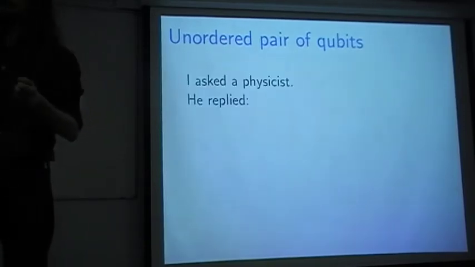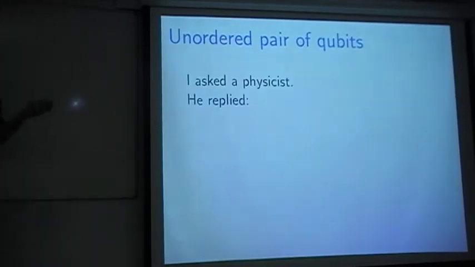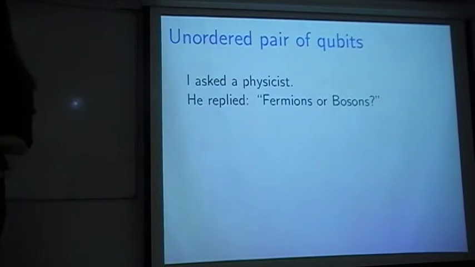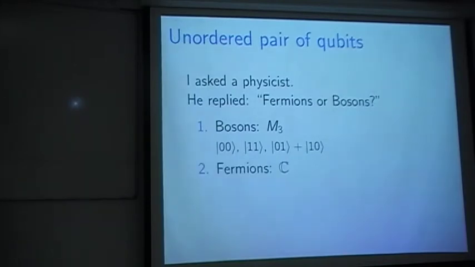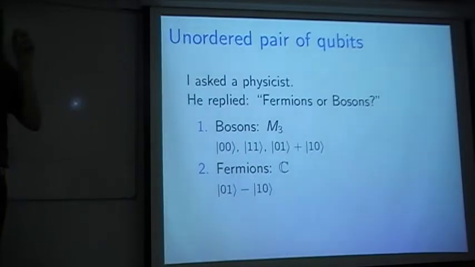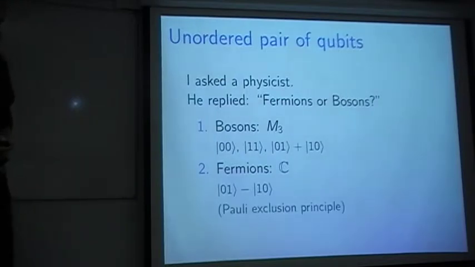I asked a physicist first, because it's better to ask if something is already done, right? And he replied: what are you using for your qubits? Are you using fermions or bosons? He continued: if you're using bosons, then it's like with the bits, then it's 0,0, 1,1, and the identified ones. But if you're using fermions, he taught me, then it's different. Then it's just C. It's one-dimensional, because if one particle is a 0, then the other must be 1. And he coined the term Pauli exclusion principle there.